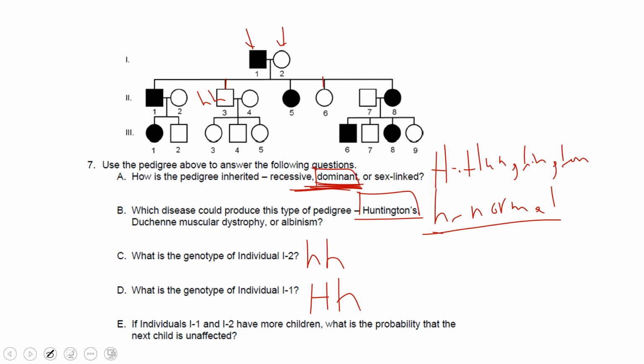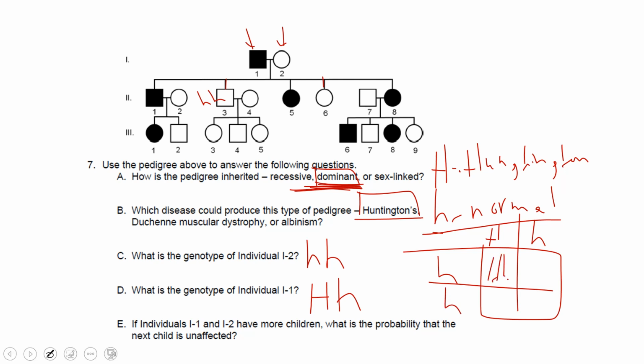If they have more kids, what's the probability that the next child is affected? Apparently they did not give us a pedigree, or a Punnett square. I keep doing that. This time, we'll do the 1. Put dad up here, mom down here, fill it in. And as you fill it in, you will notice these kids have Huntington's, these don't. So anytime they have kids, 50% chance that kid is going to end up with Huntington's disease.